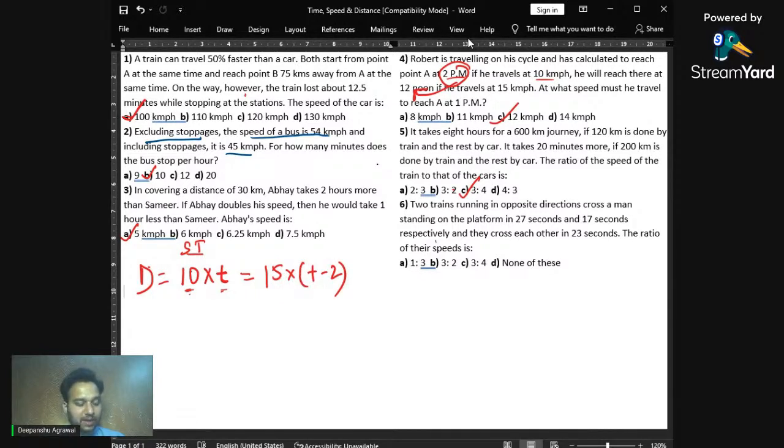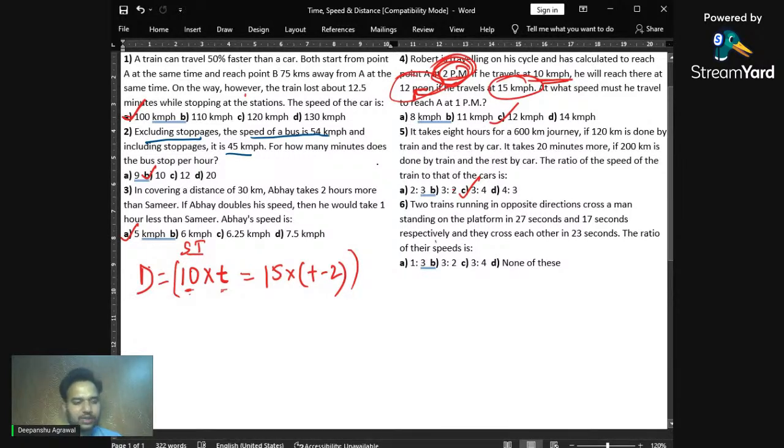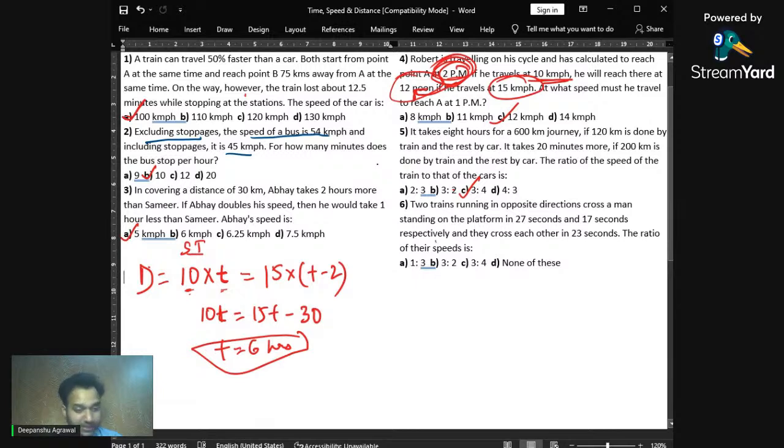I don't know how much time he has taken and how much time before 2 p.m. he has started his journey. But what we know is that at 10 kilometer per hour, he reached that point at 2 p.m. and at 15 kilometer per hour, he reached that point at 12 p.m. So there is a difference of two hours in the journey in both these speeds, right? So now you just have to take this and calculate. 10 into t is equal to 15 into t minus 2. So this would be 10t is equal to 15t minus 30, right? So from here you'll get the value of t as 6 hours.